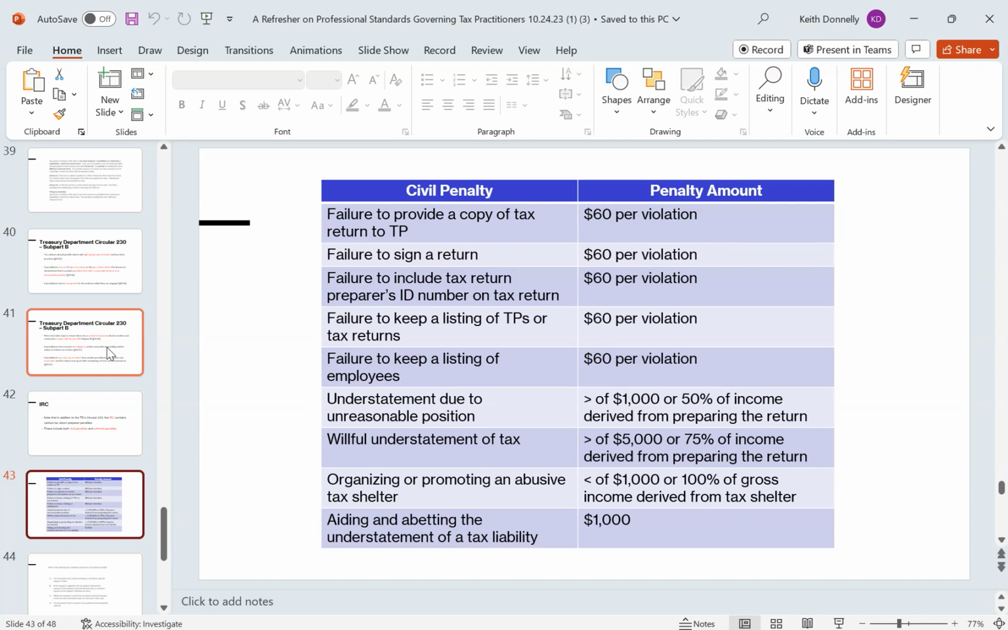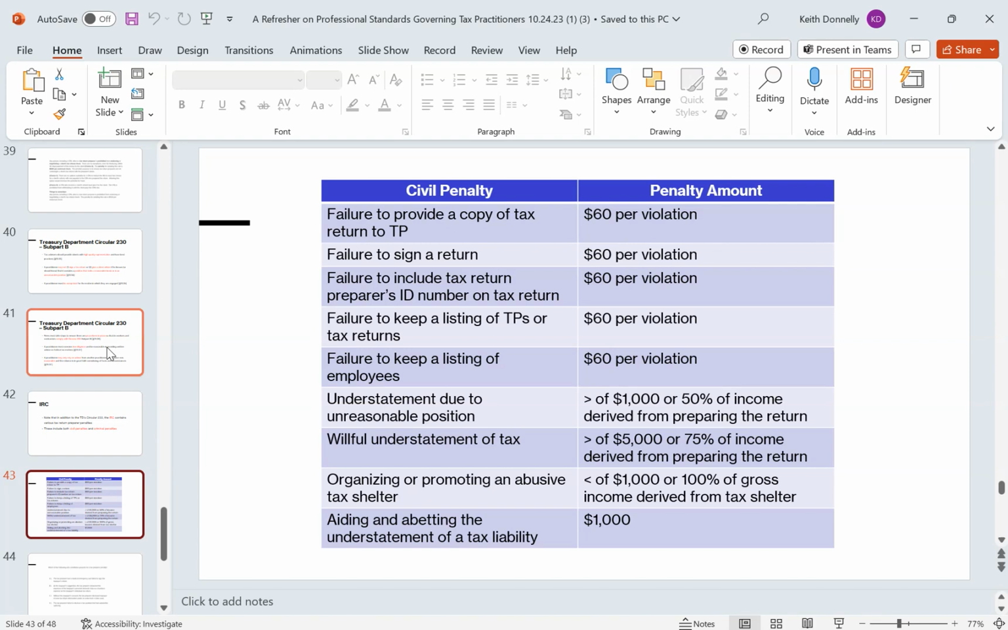You can read through these things. Don't memorize the specific penalty amounts. Just be aware that the IRS does have penalties. They can be civil or criminal. And these things can add up. It doesn't seem like that big of a deal.